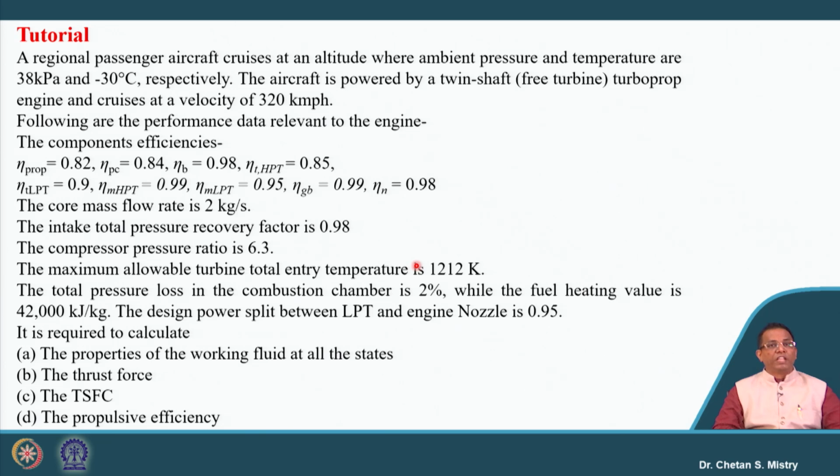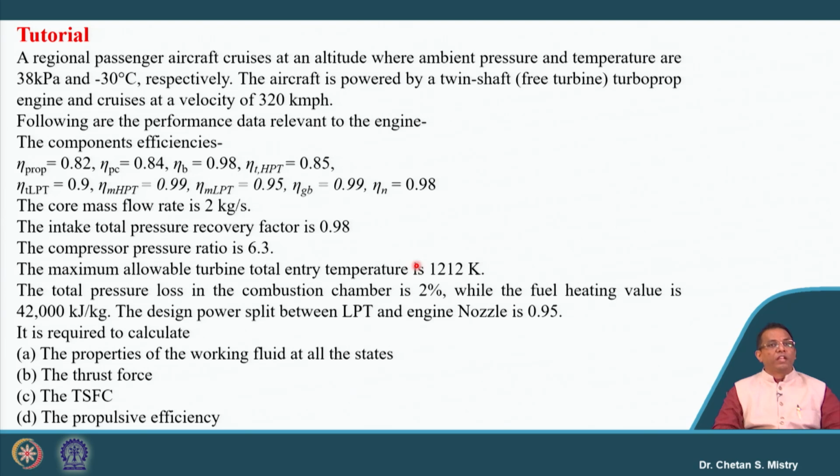The cruise velocity is 320 kilometers per hour. The following data are available: the propeller efficiency is 82%, compressor efficiency is 84%, burner efficiency is 98%, efficiency of the HP turbine is 85%, and efficiency of the LP turbine is 90%. Consider mechanical efficiency of 99% for the HP turbine and 95% for the LP turbine. Gearbox efficiency is 99%. Nozzle efficiency is 98%.